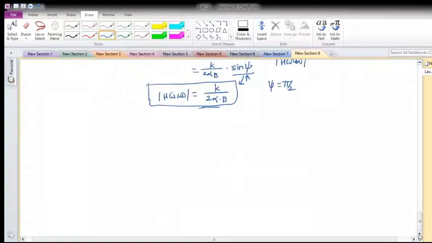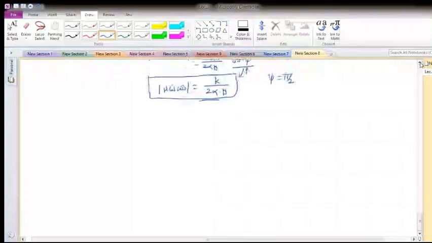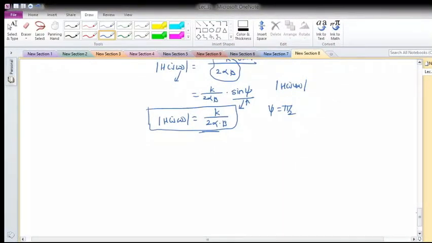Next, once I know this, I have to find the half power points omega c1 and omega c2. For that, I have to obtain the maximum magnitude k sine psi, so H of j omega will be equal to k sine psi, for example. This is my maximum magnitude at the angle pi by 2, and to compute the half power point I have to multiply it by 1 by root 2.